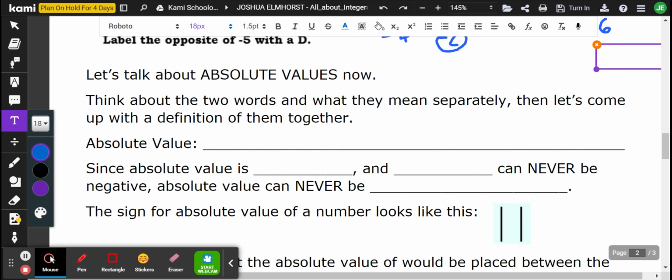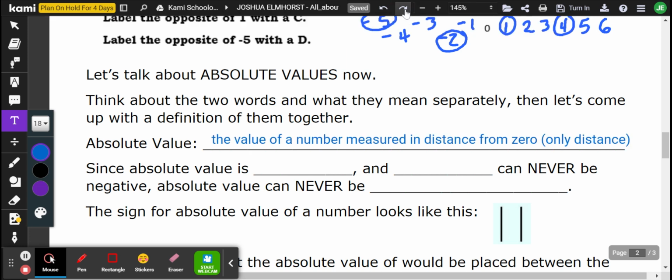So let's talk about what absolute value is. So we're going to think about two words and what they mean separately. Then we're going to come up with a definition of them together. So the absolute value is distance. So distance is the value of a number that's measuring the distance from zero. It's only how far is it? How far is it to school? How far is it to home? We don't talk about positives and negatives. So since absolute value is only talking about distance, distance can never be a negative. So absolute value, whenever you see the word or the term or the symbols, it can never be a negative number.